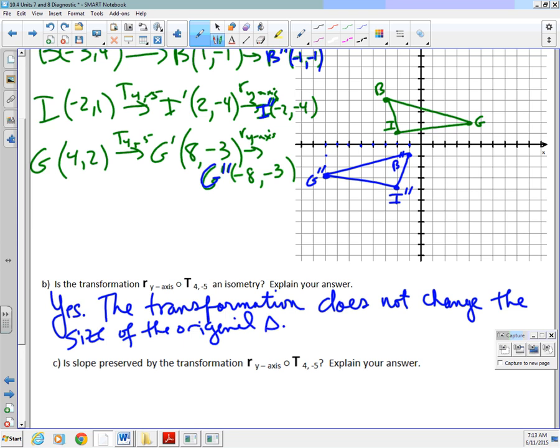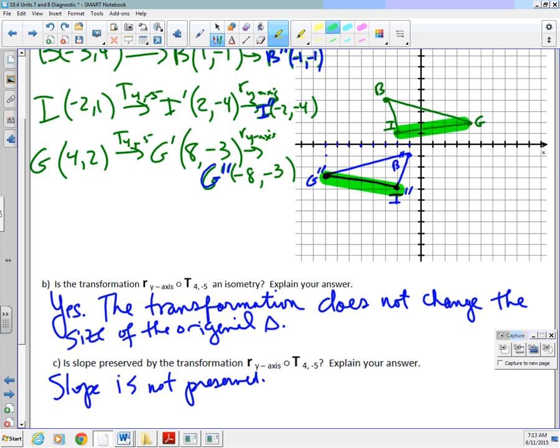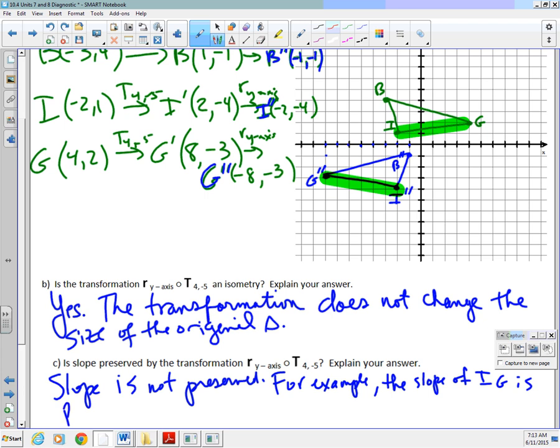Perfect. Is slope preserved? Slope is not preserved. I hope that's pretty easy to see. And you can be very quick with this. So for example, if I look at IG, the slope of IG is positive. The slope of I double prime, G double prime is negative. So this you can simply explain. For example, the slope of IG is positive, and the slope of I double prime, G double prime is negative. In fact, they are negatives of each other. They're opposites of each other.